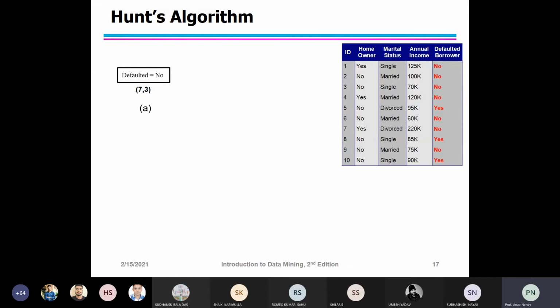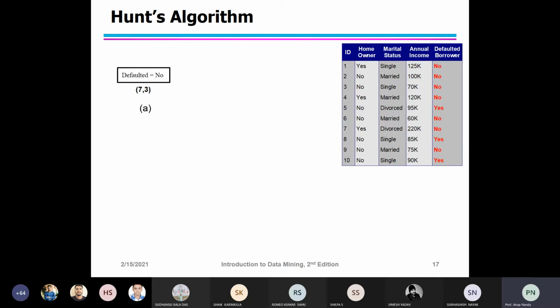It contains a single node with class label defaulted equal to no. Defaulted equal to no means that most of the borrowers successfully repaid their loans. As you can see, there is a 7, the defaulted borrower is no, they have successfully paid their loans, and there is a very small number, three members, who were not successful. So we choose defaulted equal to no, which means most of the borrowers successfully repaid their loans.